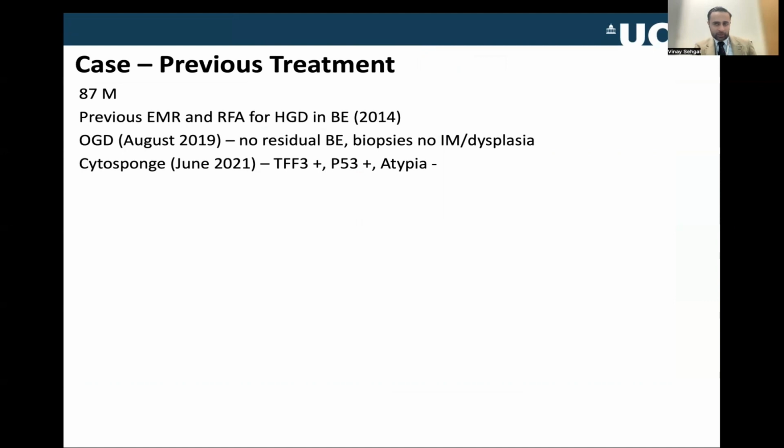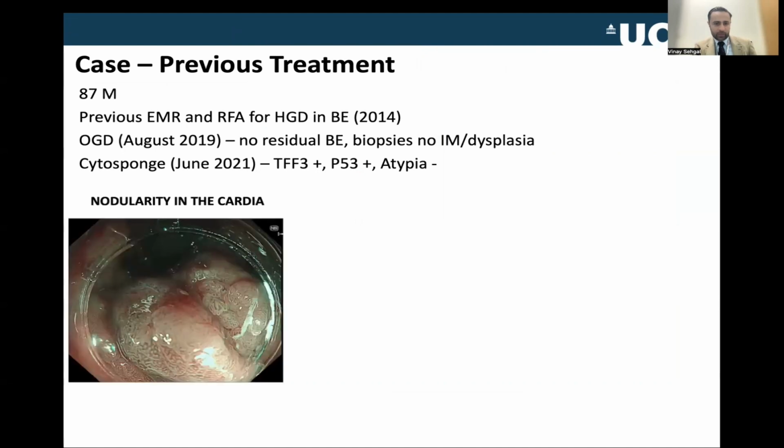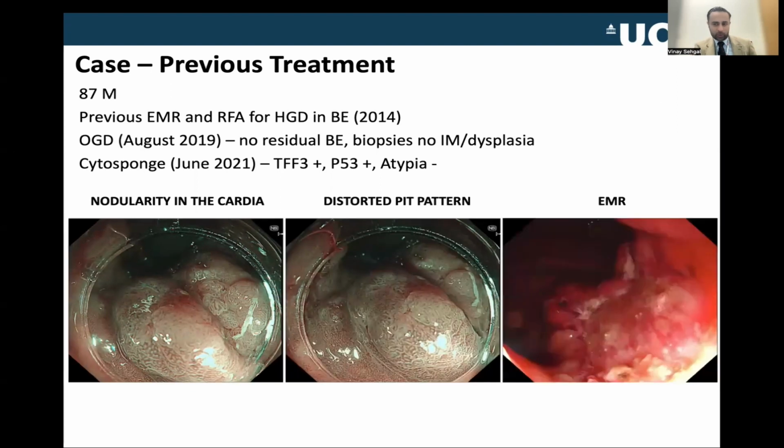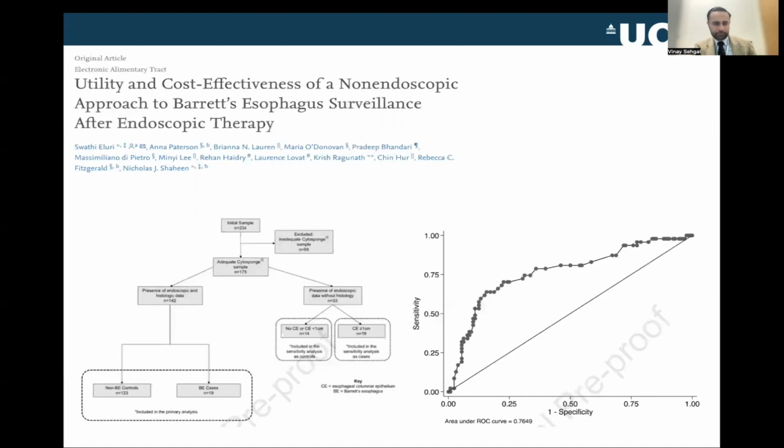His cytosponge was positive for TFF3 and p53, but negative for atypia. At endoscopy, he was found to have a nodule in the cardia with a distorted surface pattern, which was removed by a single EMR, the histology of which confirmed high-grade dysplasia with a clear, deep resection margin. This raises a further issue regarding the need for ongoing endoscopic surveillance even after completion of therapy, and we know that this is the case from literature to date.